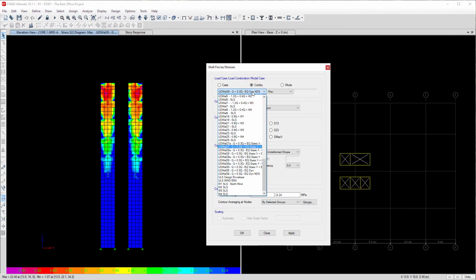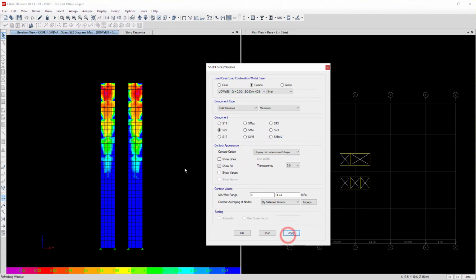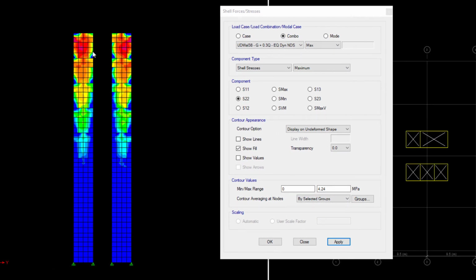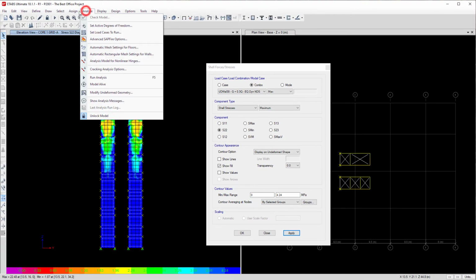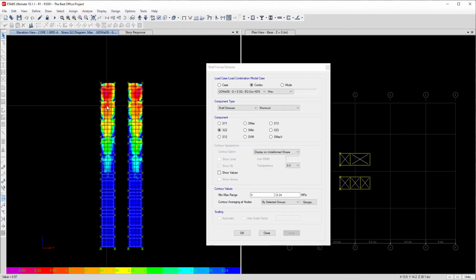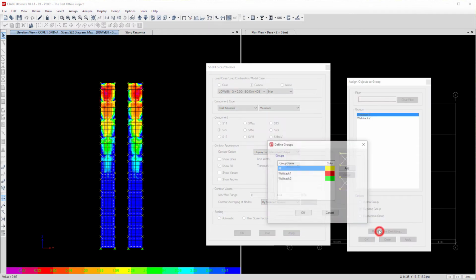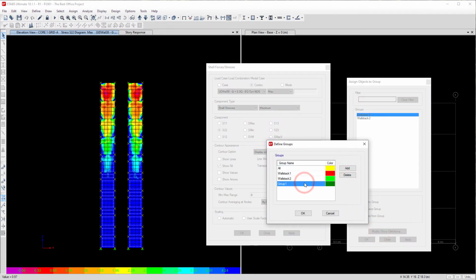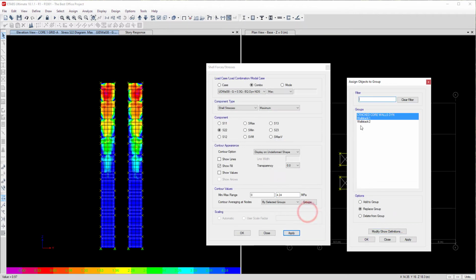I think we're looking at the wrong load case here. We should be looking at this one. Okay, so like what we did with the static, these ones look like they crack. So what I'm going to do is select them and assign them to a group. I'm going to create a new group and call it crack walls. But this is the dynamic one. All right, and let's just add them to the group.